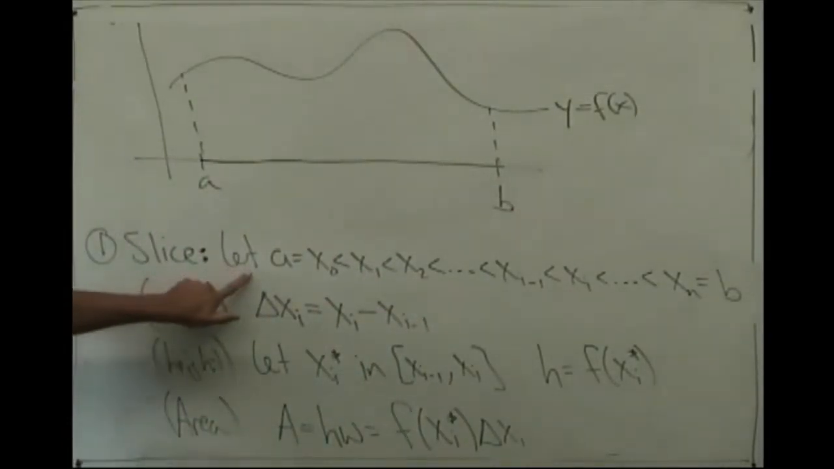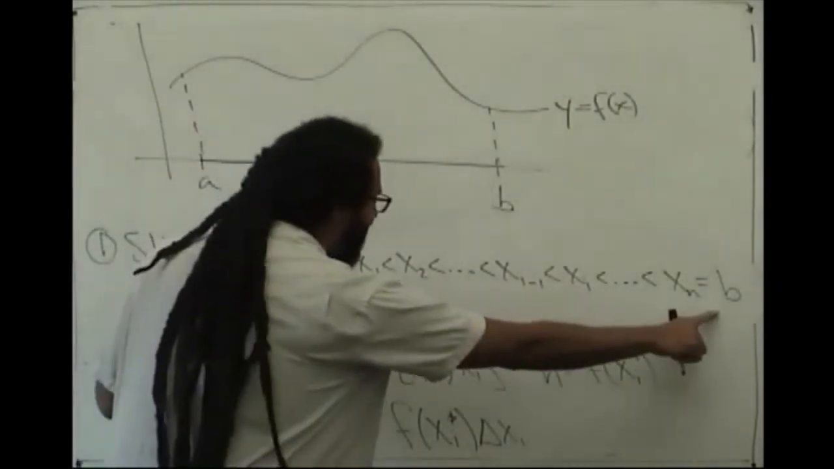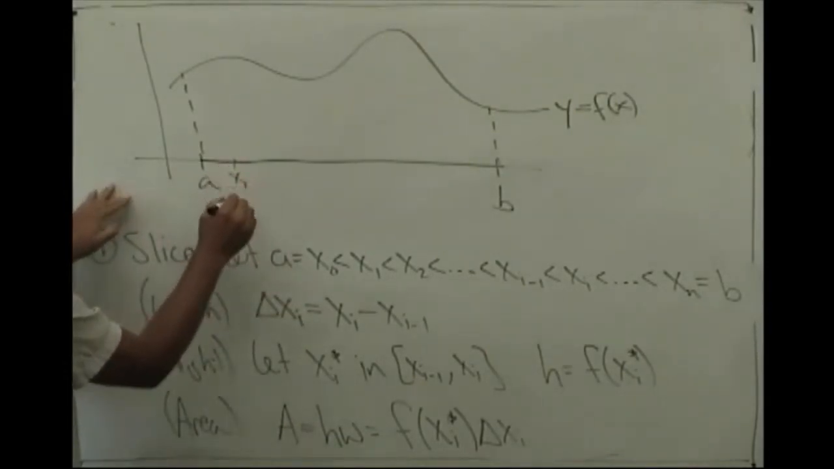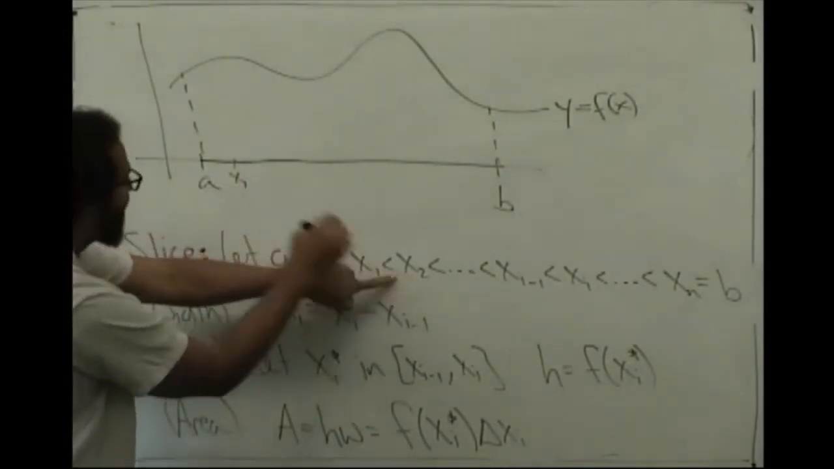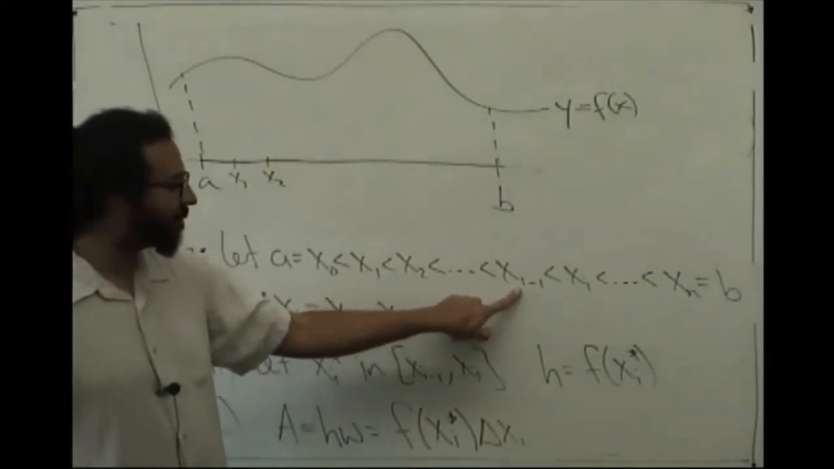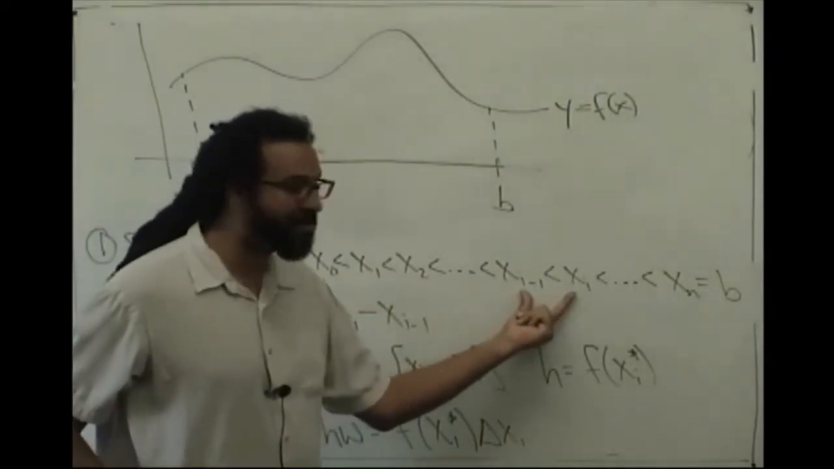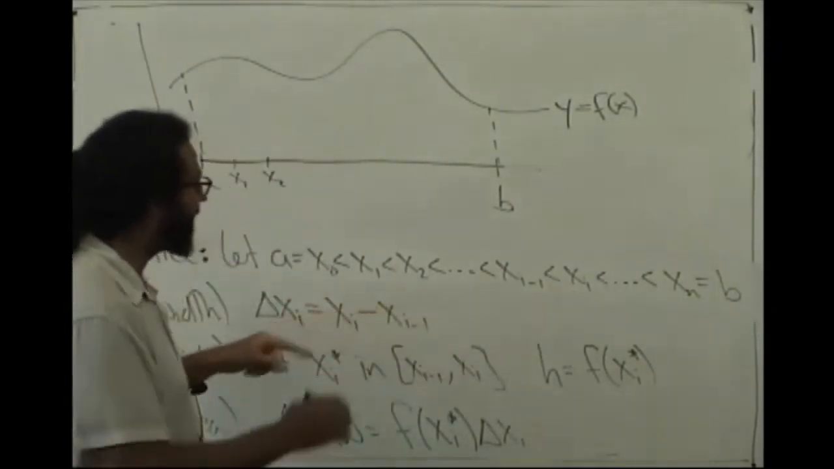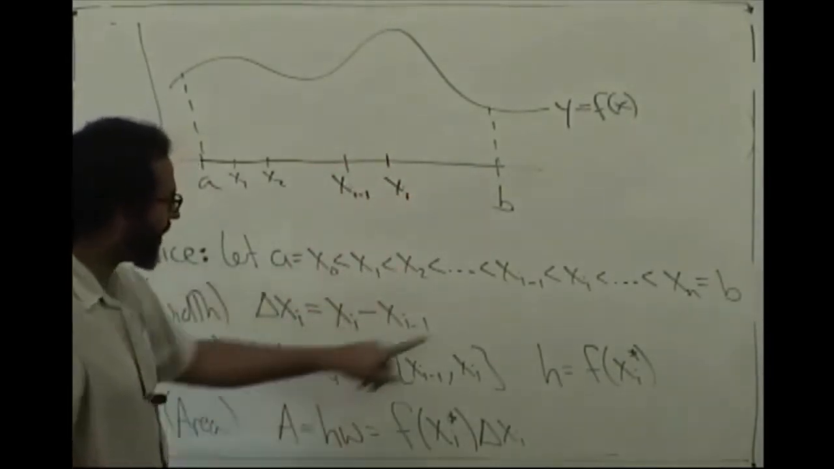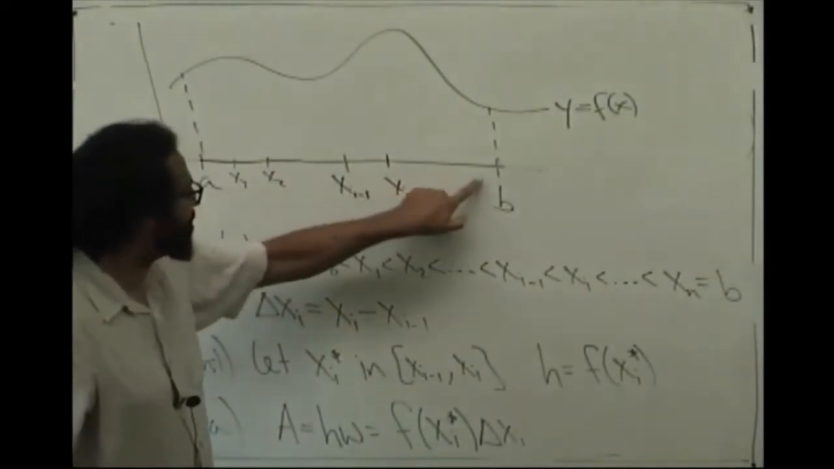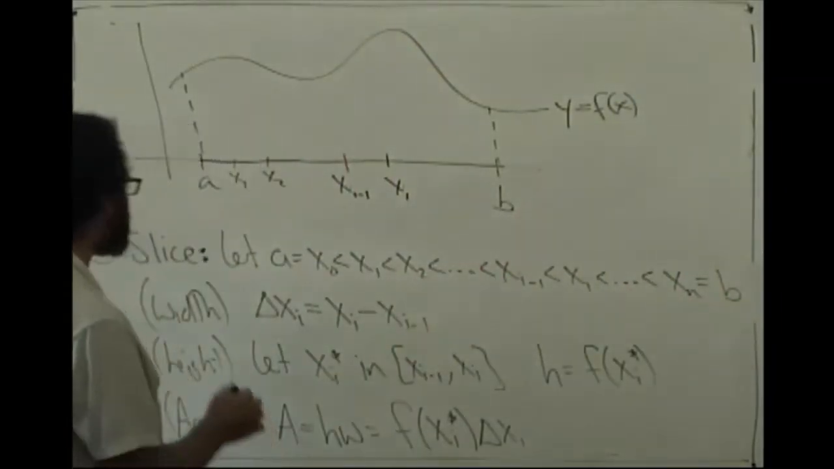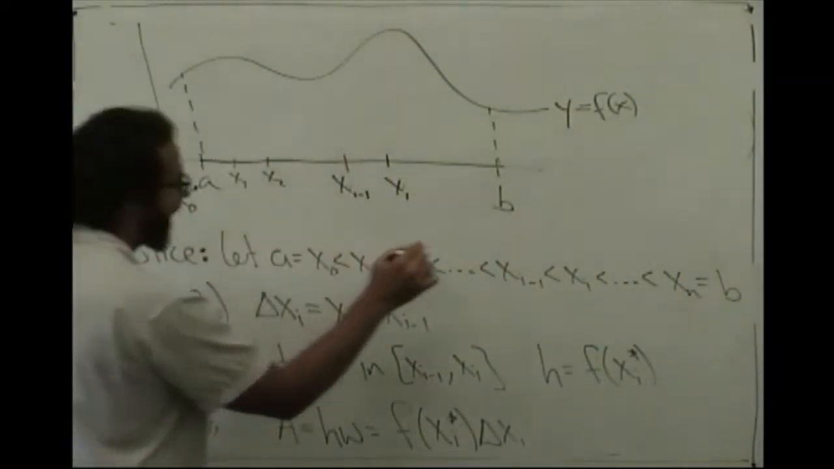I'm going to take some points in between a and b. Let a be x0. I'll throw in an x1 and then an x2 that's bigger than x1, an x3 and x4. In general, the ith subinterval, or the ith rectangle, runs from x sub i minus 1 to x sub i. Throw in some more points, and finally we've got xn, which is b. So here's x0, and here's xn.